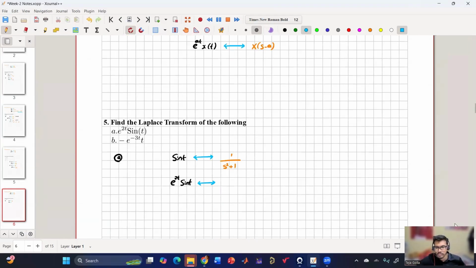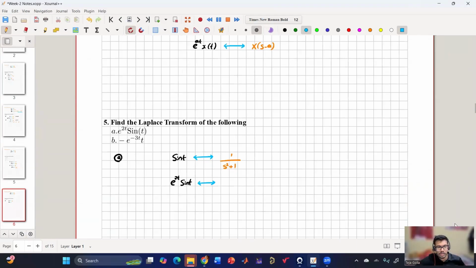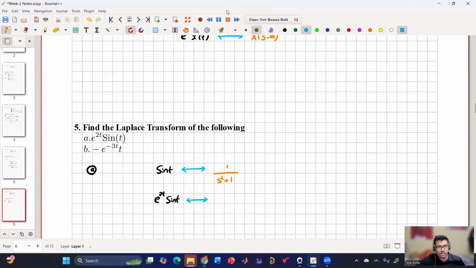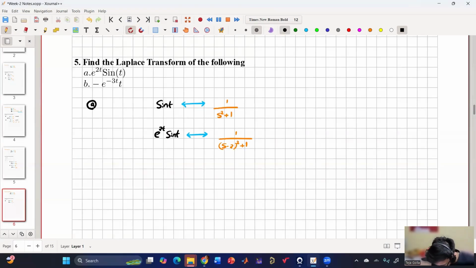Why s minus 1? It is x of s minus a. Sorry, it is 2, not 1. S minus 2, yes. So it is 1 by s minus 2 whole square plus 1. Very good. Everyone understood how we got this?